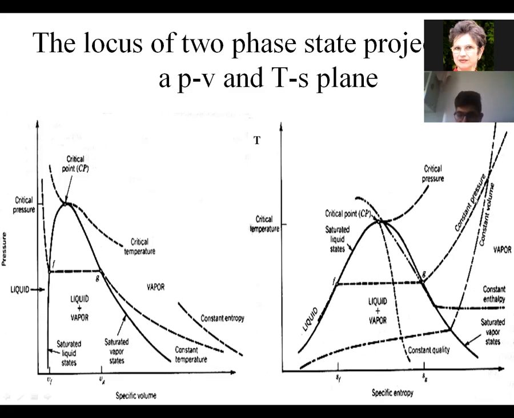Yes? And this phenomenon occurs up to a special pressure named critical pressure, when this horizontal part of the isobaric process disappears and is reduced to only one point named critical point. From this critical point, you have constant quality lines, meaning x is constant. Yes?